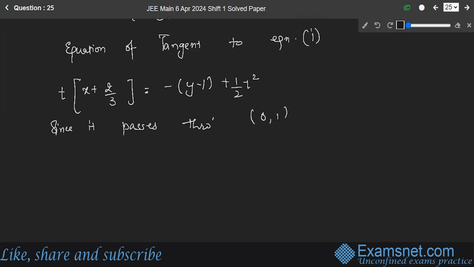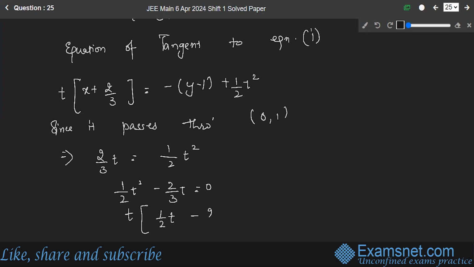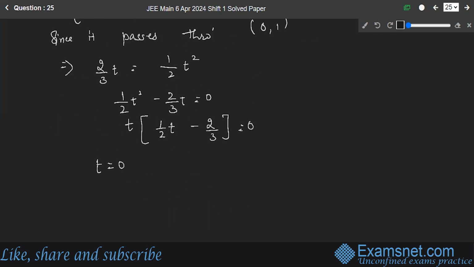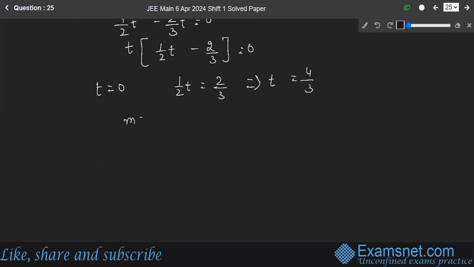Since it passes through 0, 1, this gives me 2 by 3t is equal to half t square. So half t square minus 2 by 3t is equal to 0, or taking t common, you will have t times half t minus 2 by 3 is equal to 0. That means either t is equal to 0 or half t is equal to 2 by 3. That gives you t is equal to 4 by 3. So these are the two values for t, or that means the slope is 0 or minus 4 by 3.